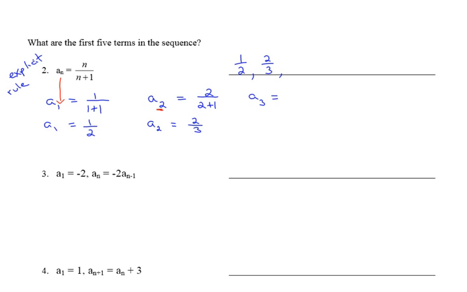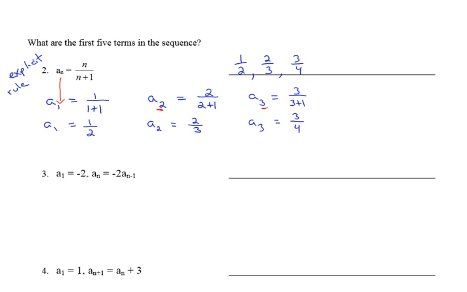And everywhere I see an n in the rule, I'm going to substitute a 3. So I'm going to have 3 over 3 plus 1. And simplifying, I'm going to have 3 over 4. So the third term in my sequence is 3 over 4. Now again, once you have a couple numbers, if you can start to see the pattern of what's happening, you don't have to keep using the formula to get the rest of the sequence.